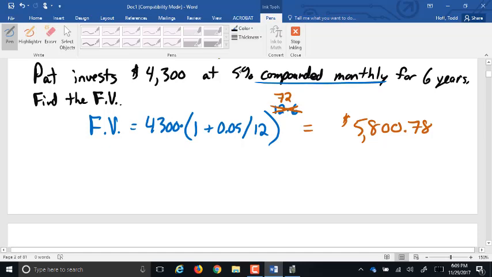No. We have to punch in your calculator again. Remember, 4300, and many of your calculators you have to put times in there. Some of them you don't, but to be safe, put in the times. Then the open parentheses. 1 plus 0.05 divided by 12. Close the parentheses, the caret, the little power key, and then 72. Hit equals. Did it work?